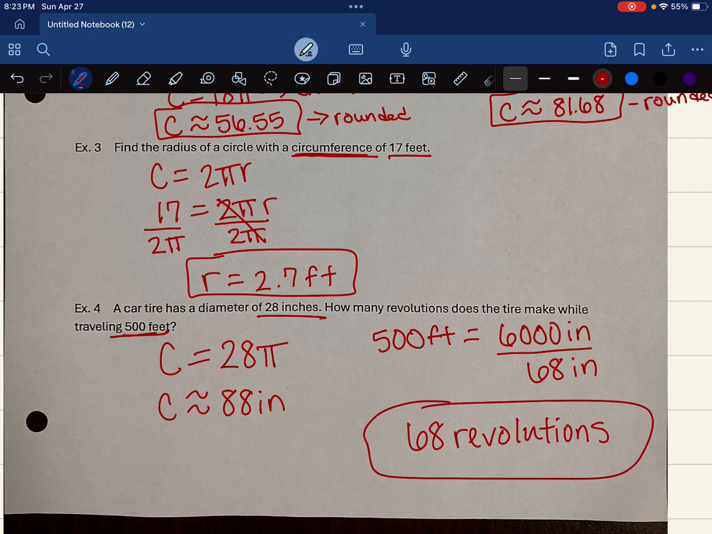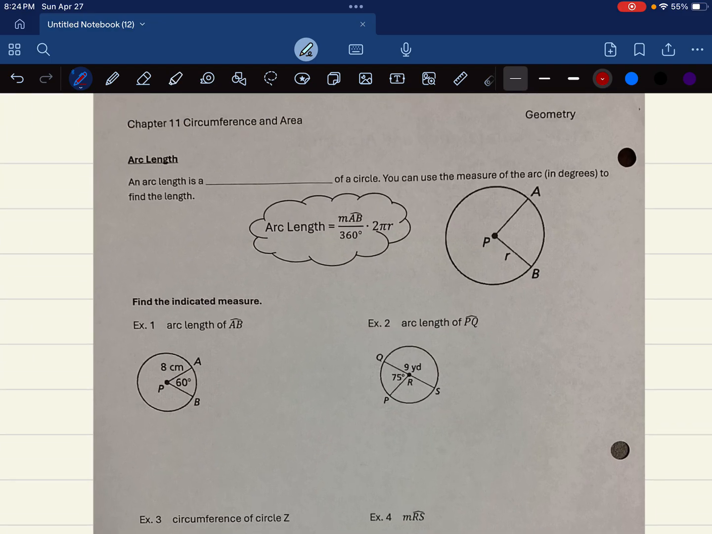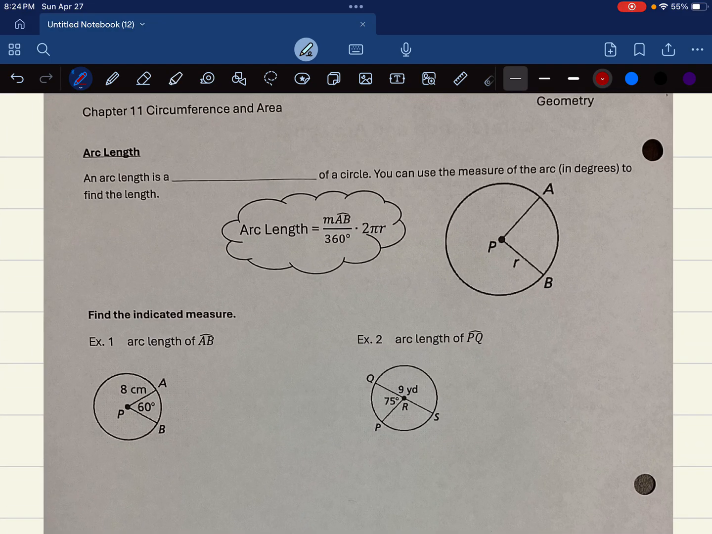All right. Again, I feel like this first page you guys are pretty used to because we've seen circumference before. Now, when we look at our second page, we are going to start talking about arc length, which is not overly difficult. We just haven't necessarily seen it other than talking about the arc length in the last chapter, chapter 10. So an arc length is a portion of a circle.